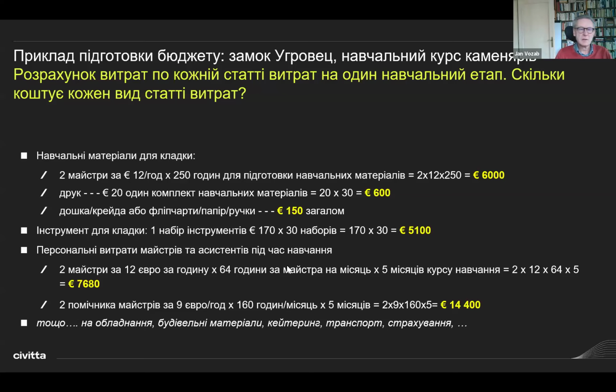So for each category of cost items, you calculate the total costs per cost item that you need for the training.